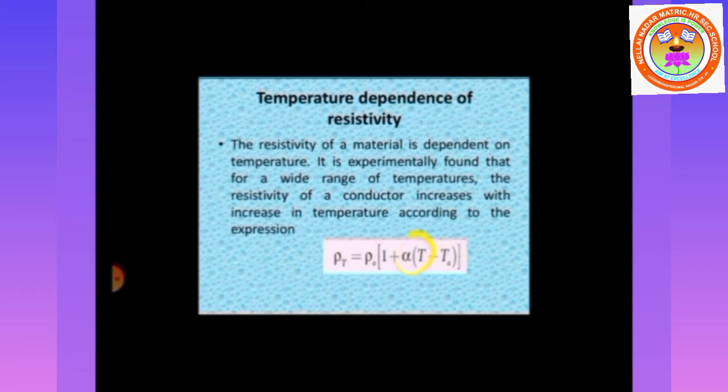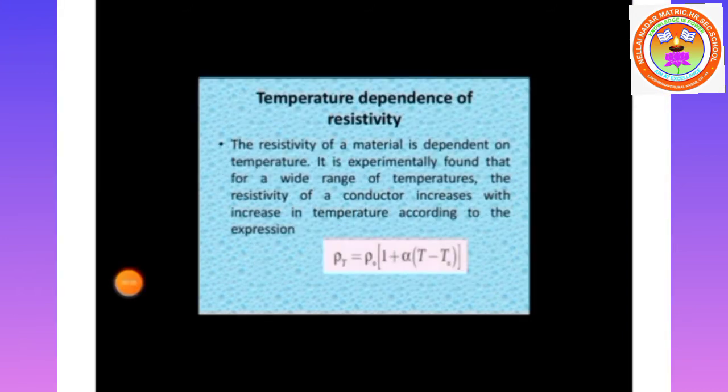Next, alpha is the temperature coefficient. T is the temperature of the conductor. T naught is the reference temperature, that is 20 degrees Celsius. Students, from this expression, we are going to calculate the value of the temperature coefficient of the conductor. The coefficient alpha can be calculated using this expression.